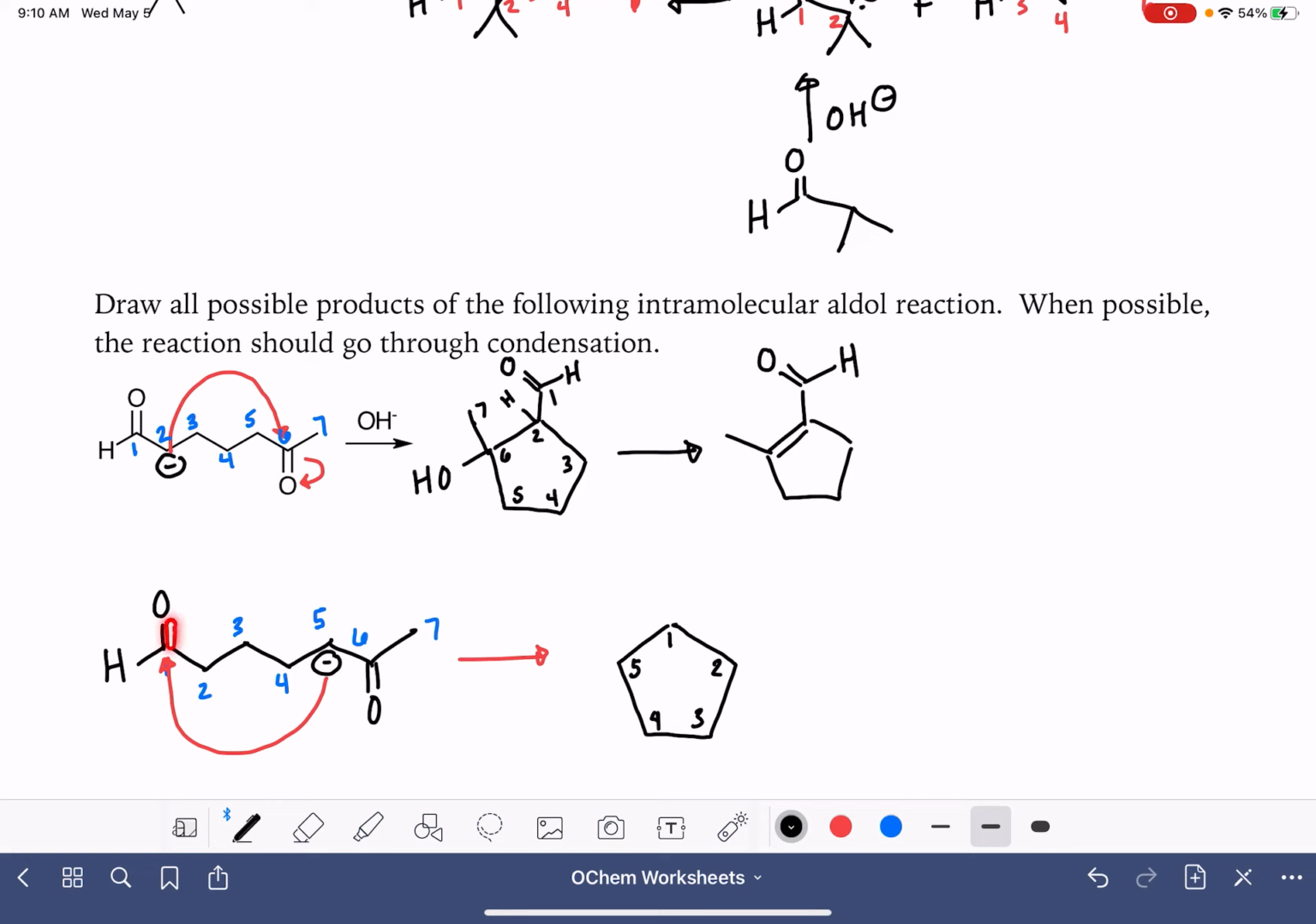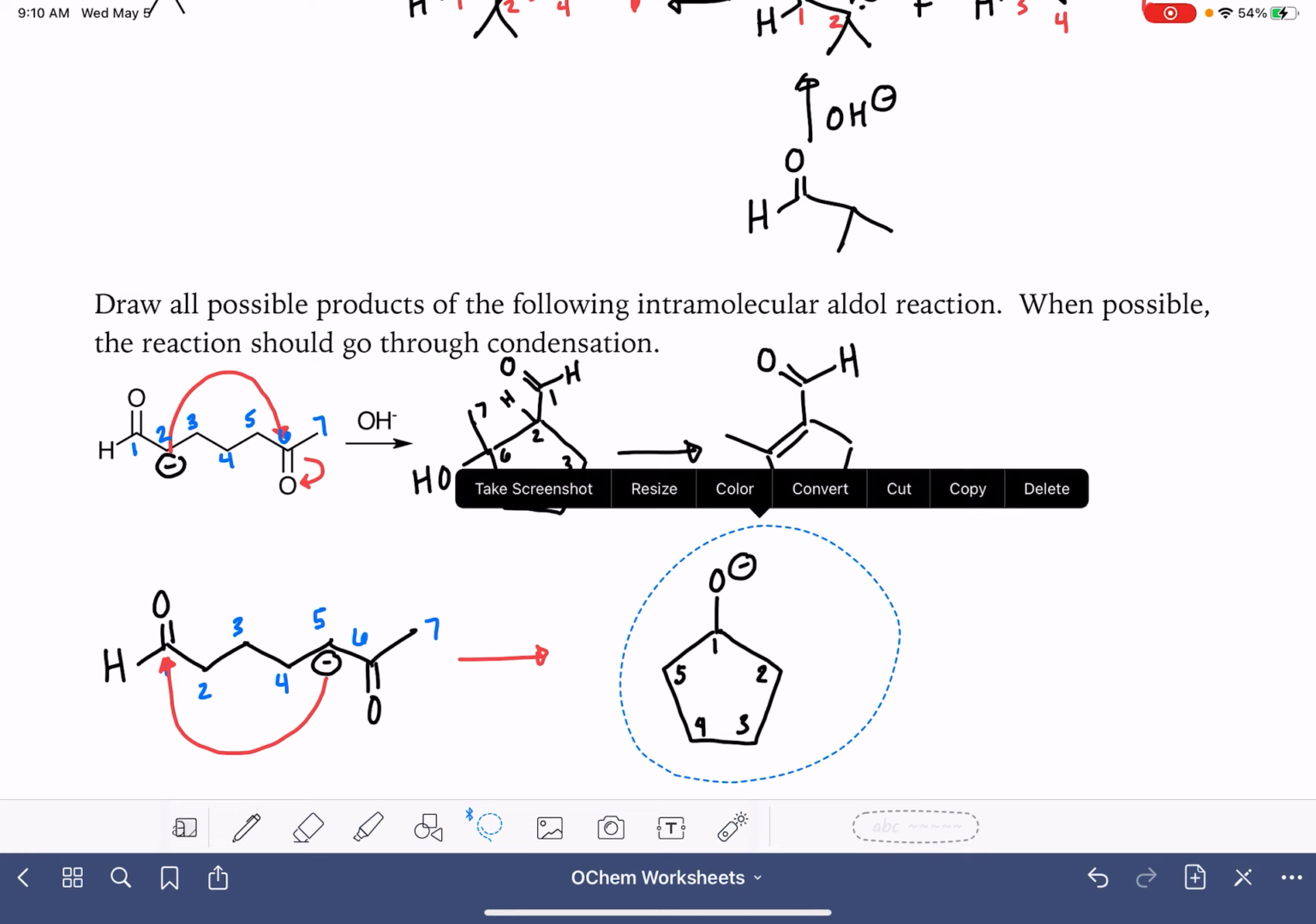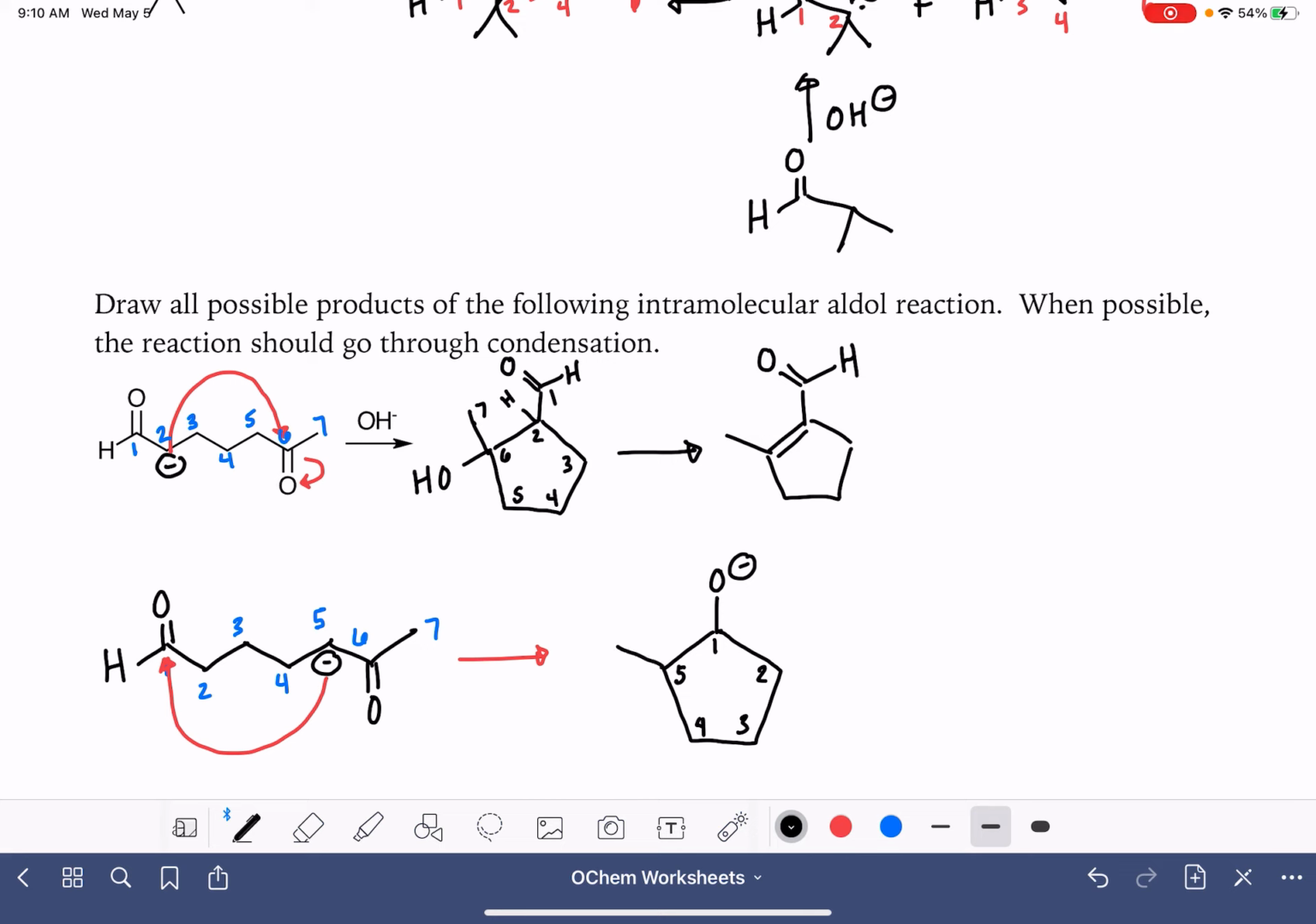Carbon number 1 is the one that has the O- on it. That's the one that had the double bond open up. Carbon number 5, I think I'm going to have to scoot this over. Carbon number 5 has carbon number 6, which is a carbonyl carbon, and 7. 6 and 7. And then let's go ahead and protonate our oxygen right there.